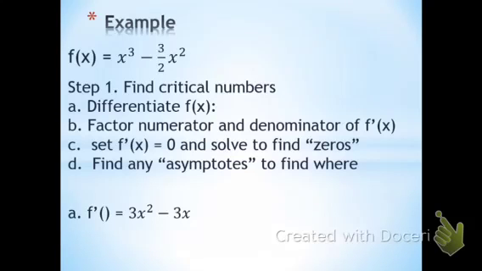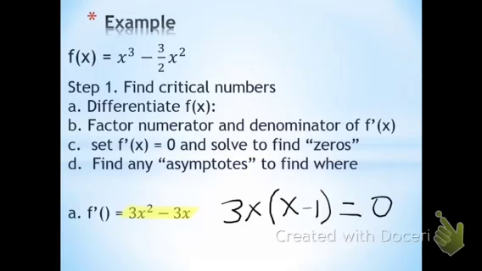So let's take an example. Given f of x equals x cubed minus 3/2 x squared, first find those critical numbers, just like yesterday. So differentiate. If I differentiate that function, I get f prime of x equals 3x squared minus 3x. Step B says to factor the numerator and the denominator. Factoring out what I can, I get 3x out, leaving behind x minus 1. Step C says to set that answer you just got equal to 0 and find the zeros.